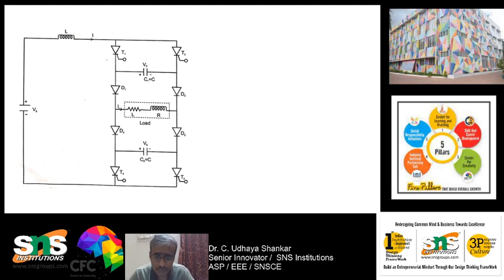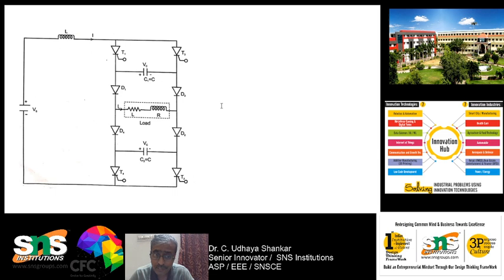So what is the use of this diode? This diode is going to prevent the capacitors from discharging during the commutation period. If you don't use this diode, the capacitor will discharge during the commutation period, and there will not be enough voltage to commutate the SCR. In order to avoid that, we are using this diode.